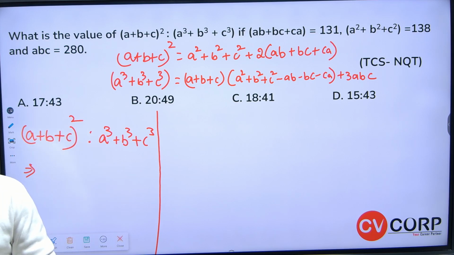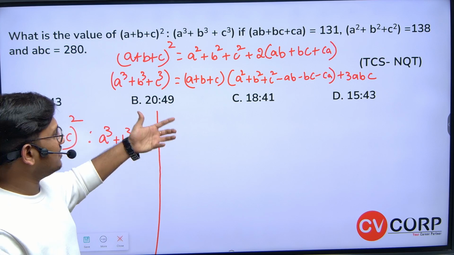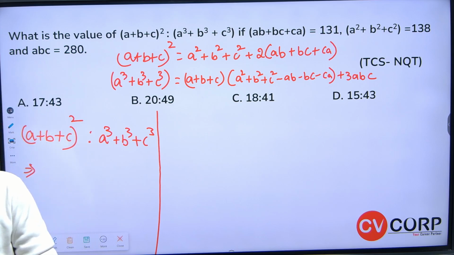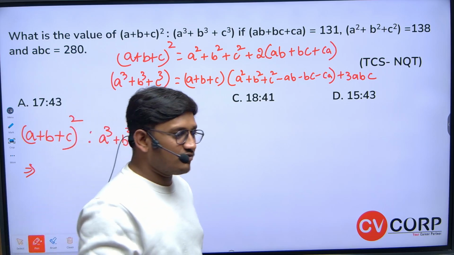Guys, definitely make a note: these two formulas are most important, (a + b + c)² and the formula for a³ + b³ + c³. These two formulas you need to remember. It might help. I'm not so sure you will get the same kind of question in the exam, but make sure that you remember the formulas.